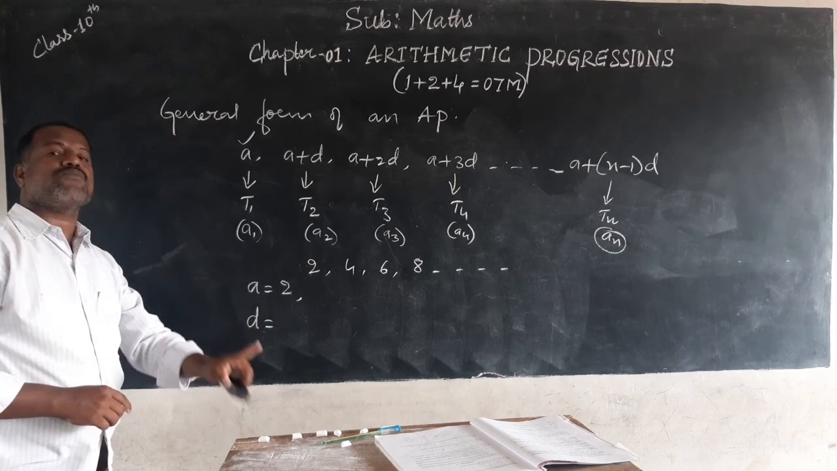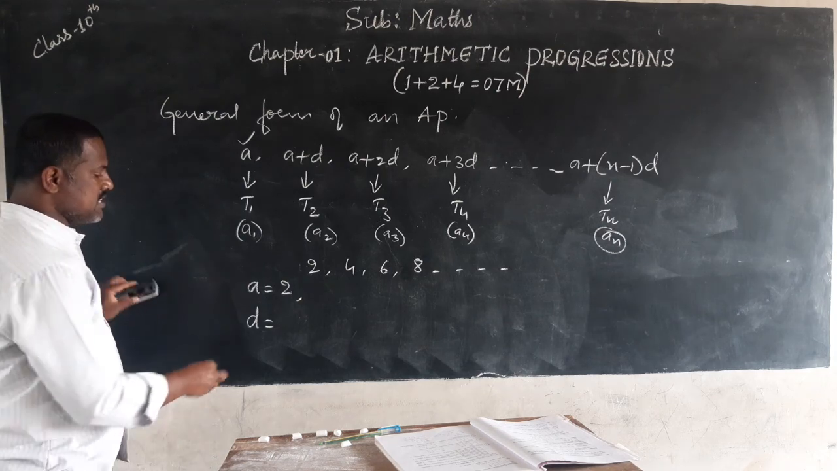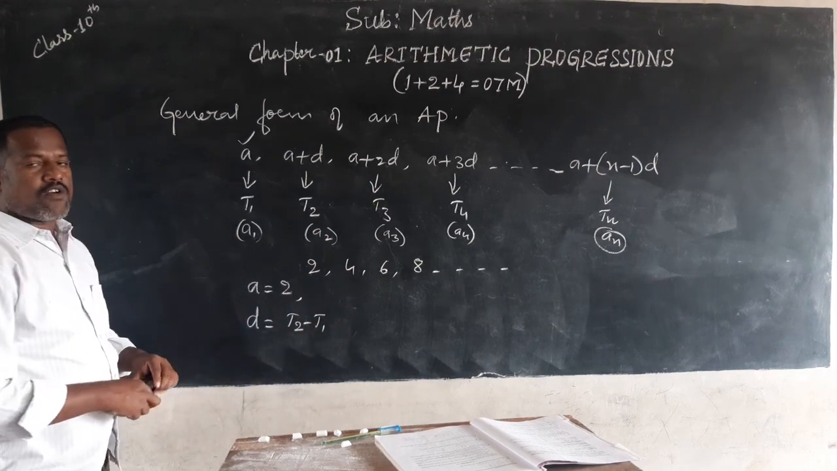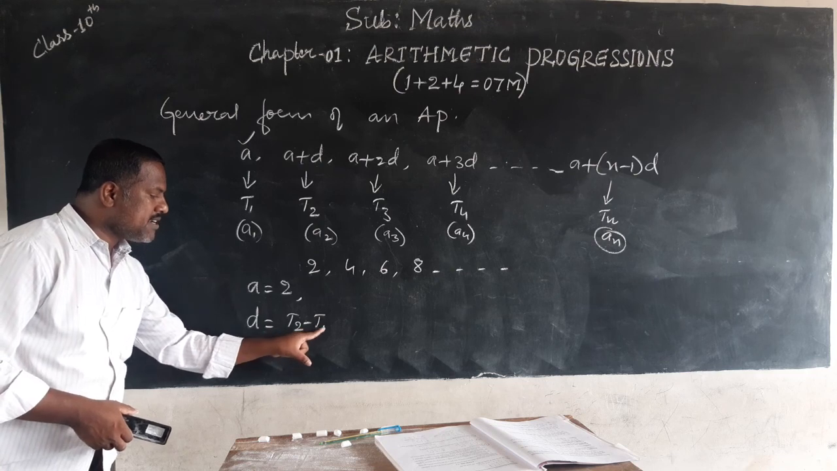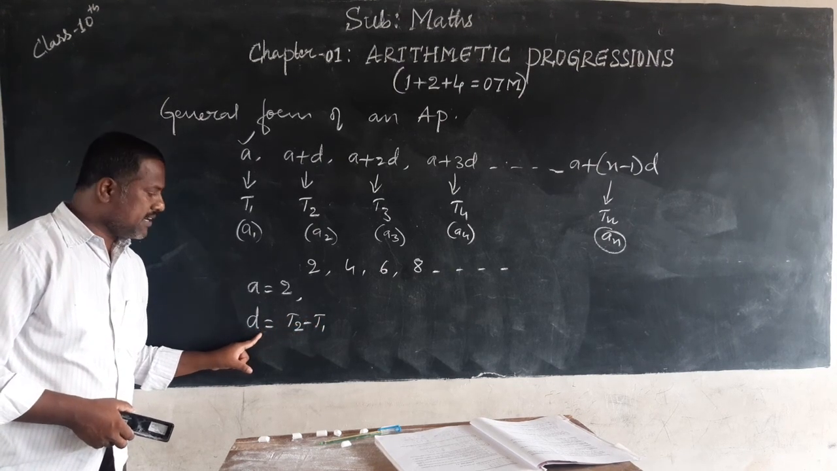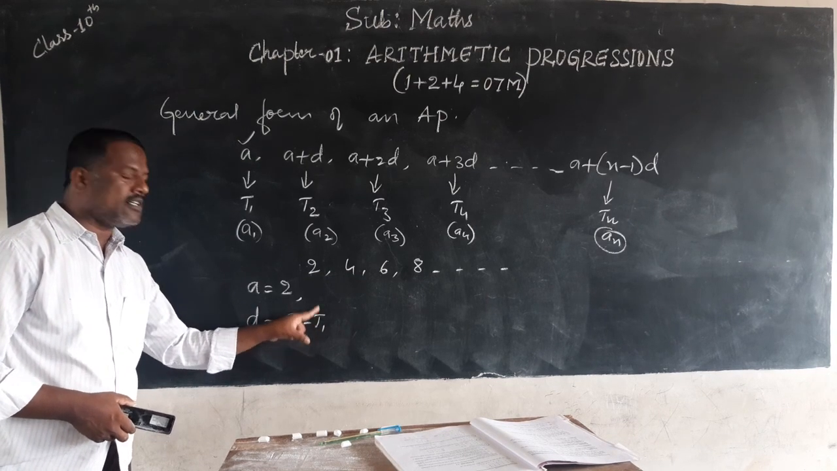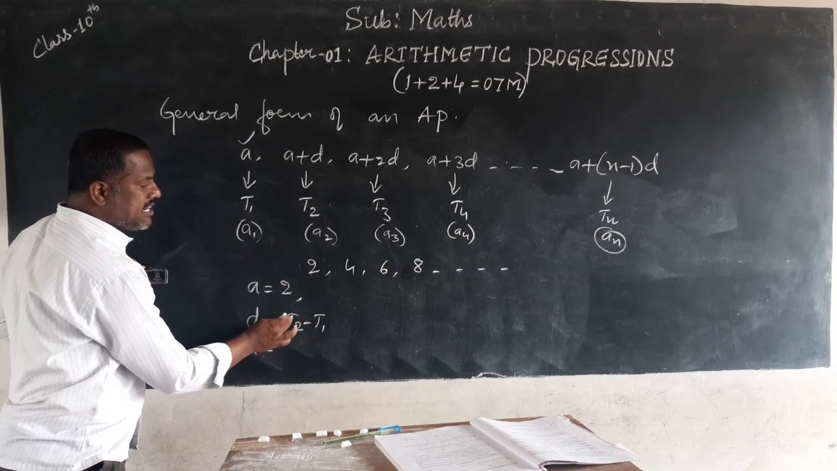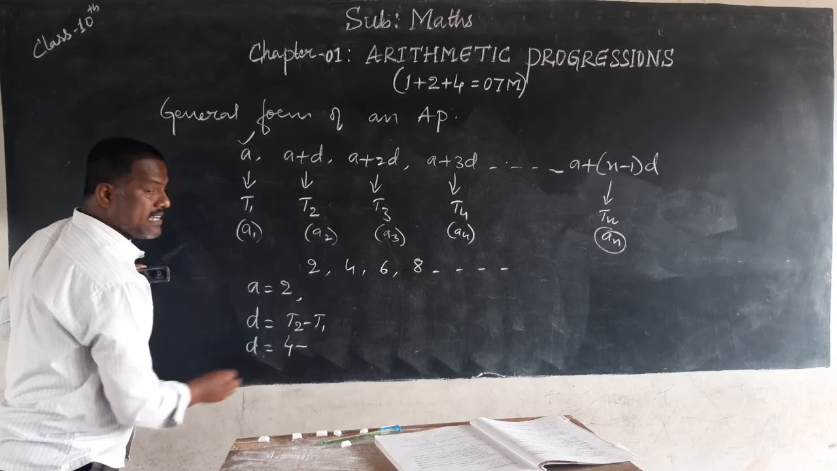So we have a formula for the common difference d. That is T2 minus T1. Common difference is nothing but the second term minus the first term. Understand, children? The formula for small d is the second term minus the first term. Let us find the value of d. What is the second term? 4 is the second term. Minus, we should write the first term as it is.